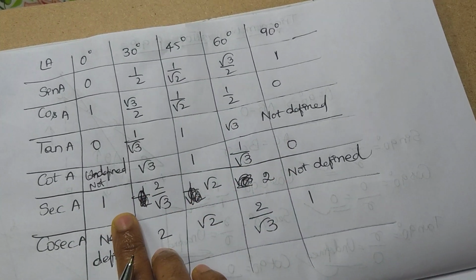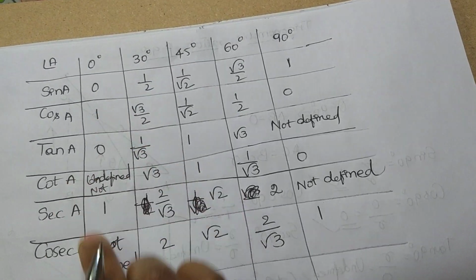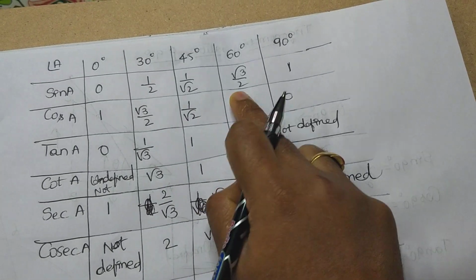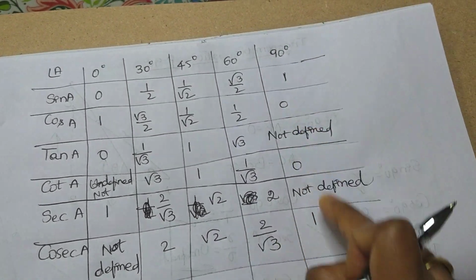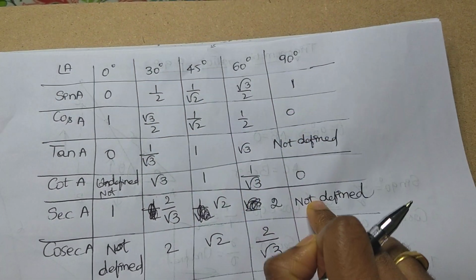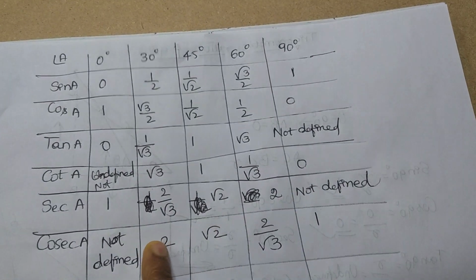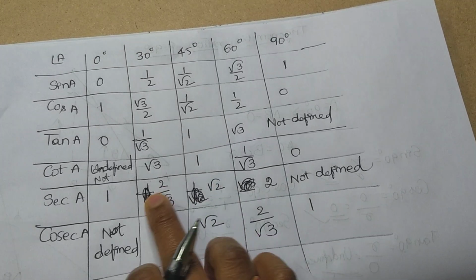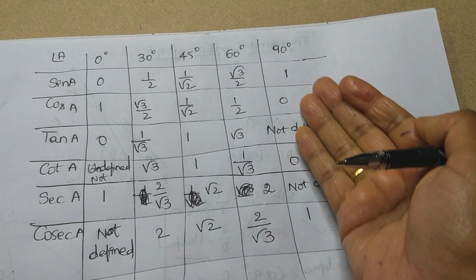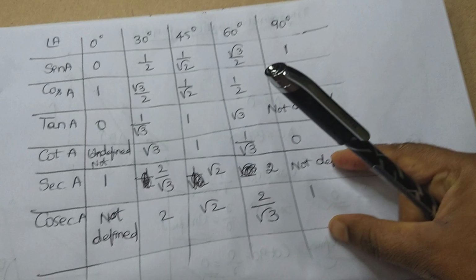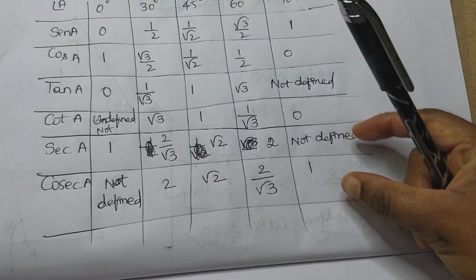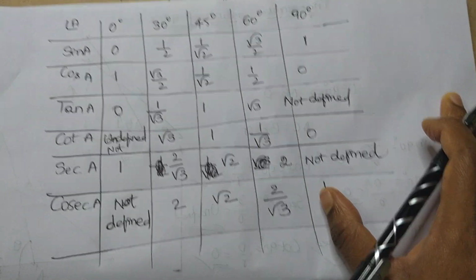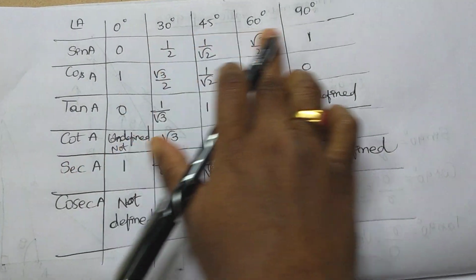Same thing here. Secant A, be careful here. So 1 by 1 becomes 1, then 2 by root 3, root 2, 2, and 1 by 0, which becomes not defined. Same thing here also, reverse: not defined, 2, root 2, 2 by root 3, 1. This is just to remember, an easy way of remembering. Clear? So this is the whole concept of trigonometric ratios at all these angles.